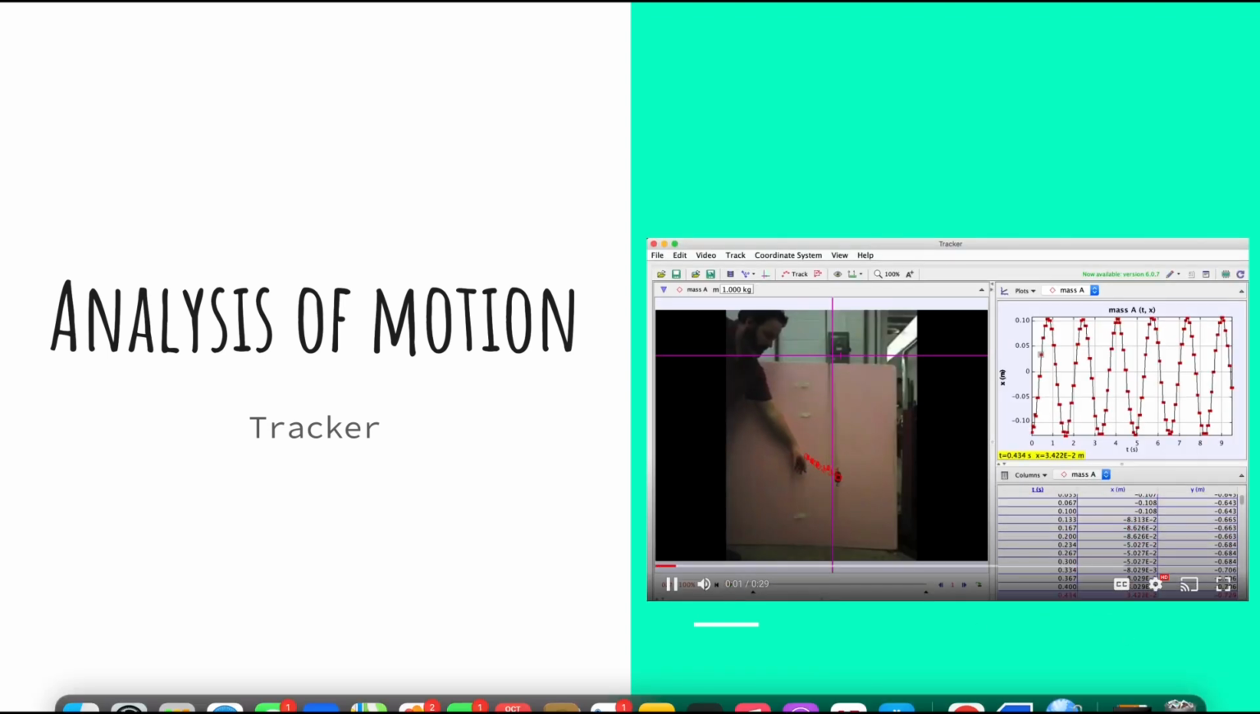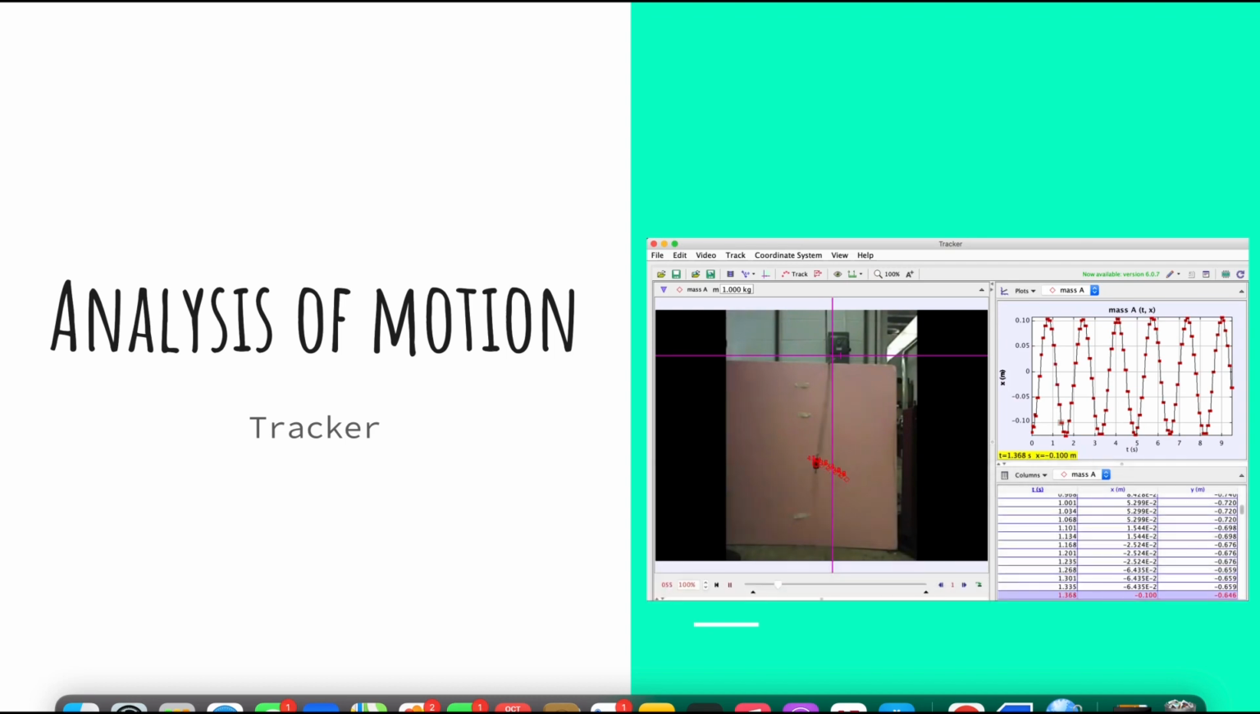Here is the analysis of the mass's motion. This video was provided to us, and I set the origin for the coordinate system to be at the fixed end of the spring. Therefore, the object's position would be in the negative y direction. Not shown in the video, I also set the calibration stick to be the original length of the spring before oscillating.